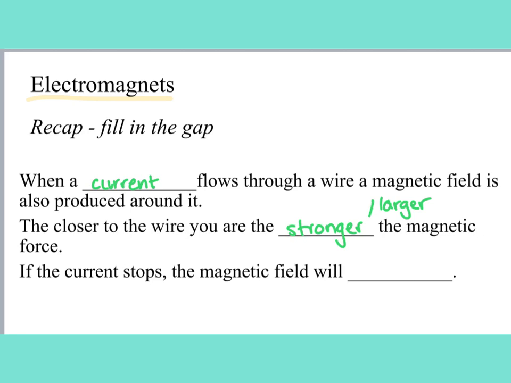If the current stops, the magnetic field will stop. So it stops completely, it doesn't reduce, it definitely doesn't get larger. So if the current stops, the magnetic field will stop. And this last point is really important for today's lesson. So give yourself a tick if you got each of those right, and if you didn't get them right, just fill in with a green or a different coloured pen.